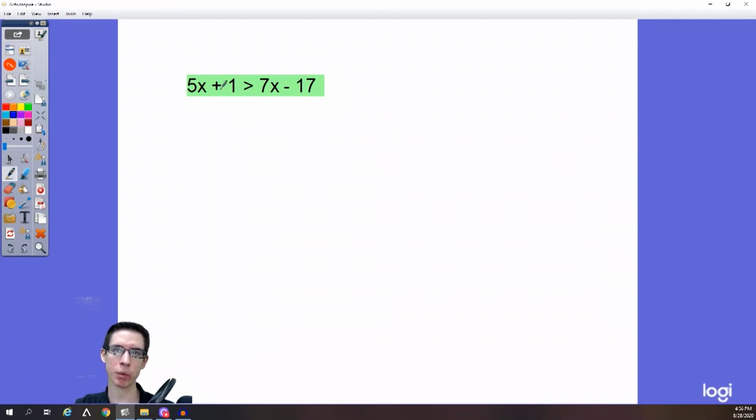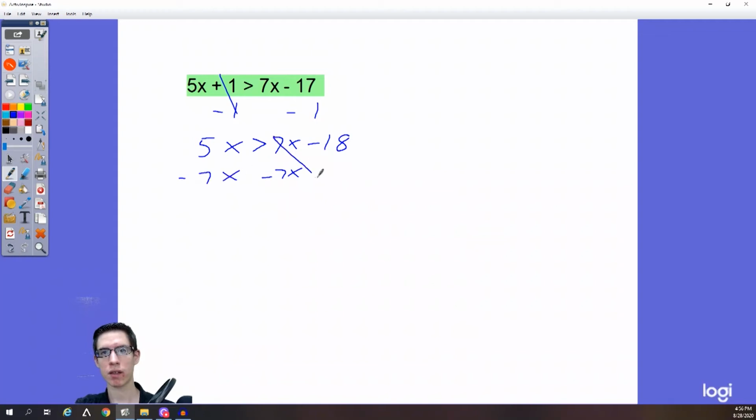Let's move this plus 1 over to this negative 17. Let's subtract 1, subtract 1. That goes away. We get 5x greater than 7x. Negative 17 minus 1 gives us a negative 18. Then we need to do the opposite of this. This is a positive 7x, so we're going to subtract 7x. 7x minus 7x cancels. 5x minus 7x gives us a negative 2x. So negative 2x is larger than negative 18.